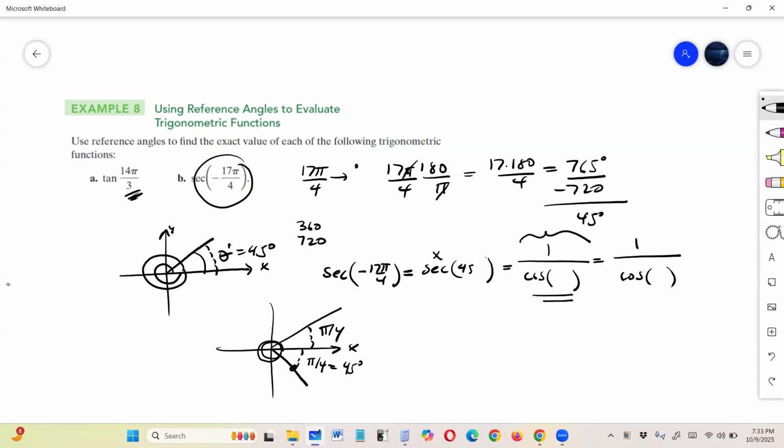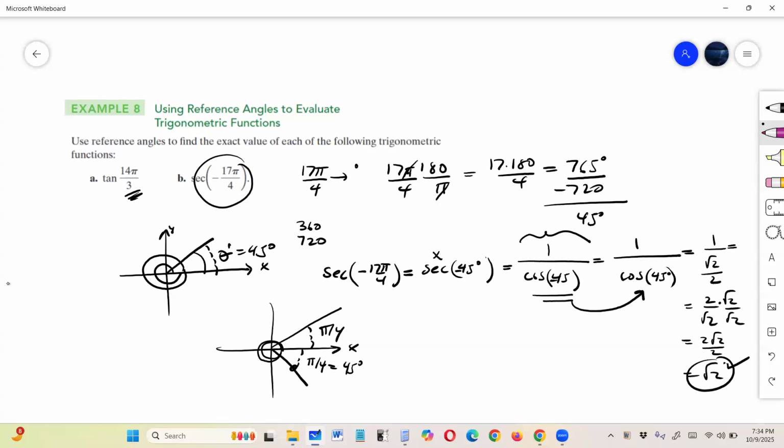So secant of negative 45 becomes 1 over cosine of negative 45. And from here to here, we realize that cosine of negative 45 is exactly cosine of 45, and I'm going to show you that in a minute. So cosine of 45, I already know, is radical 2 over 2. So multiply by the reciprocal, we get 2 over radical 2, rationalize, and we get 2 radical 2 over 2, which is radical 2. So this is my answer, and it's correct.